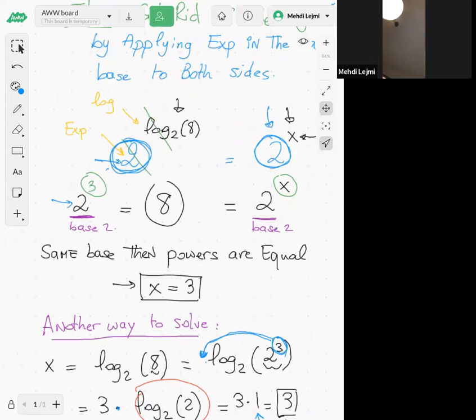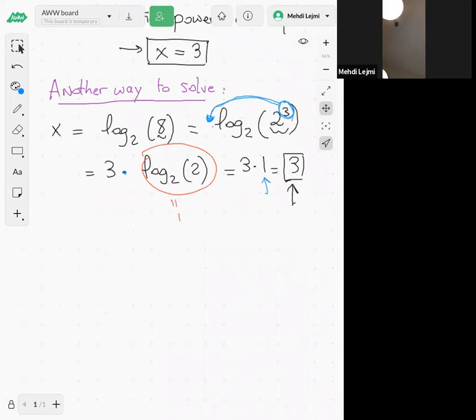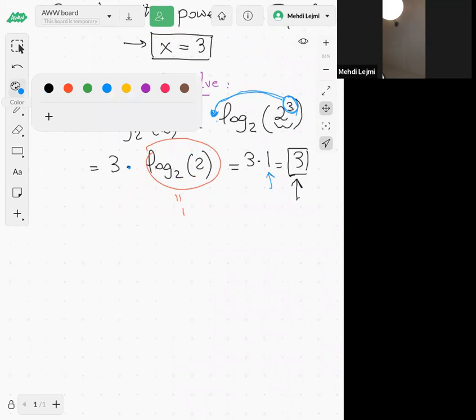Okay, let's do more examples. So this was the first example, a very basic example. Now, things can get more complicated. So example number 2.